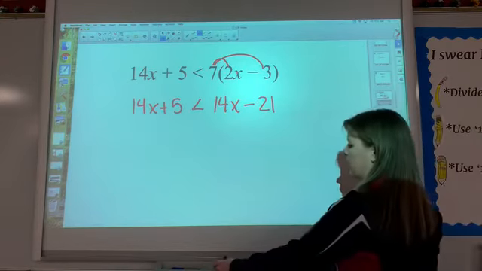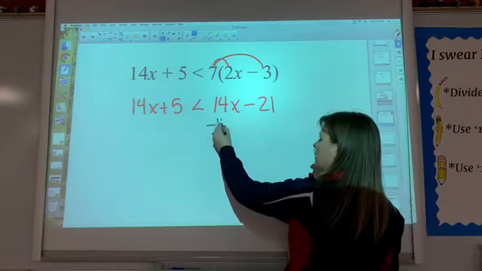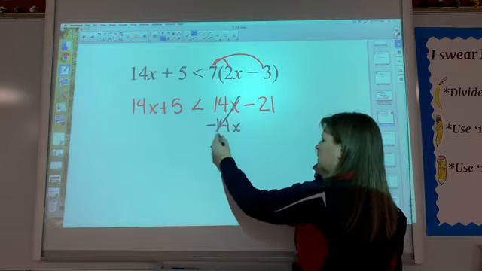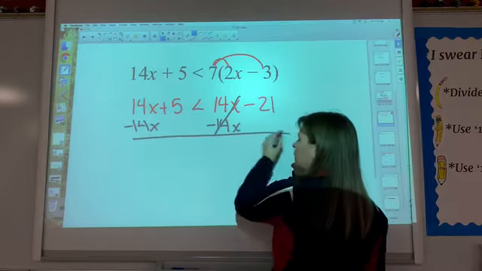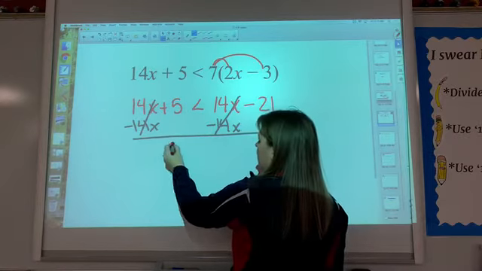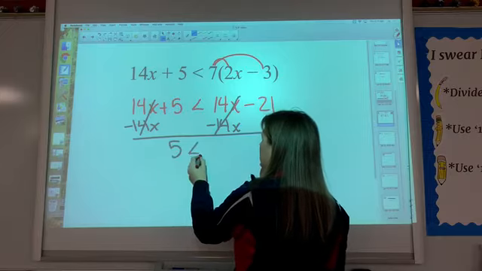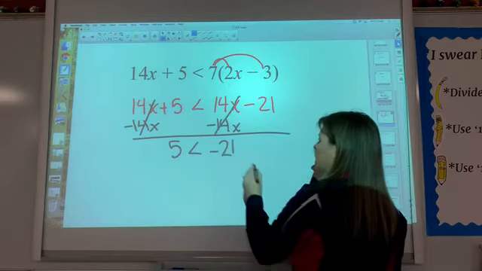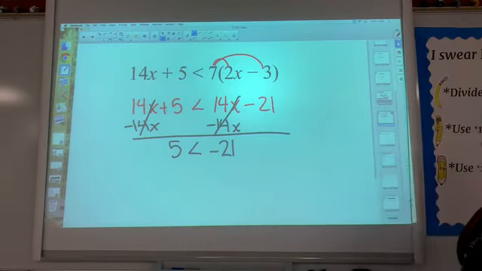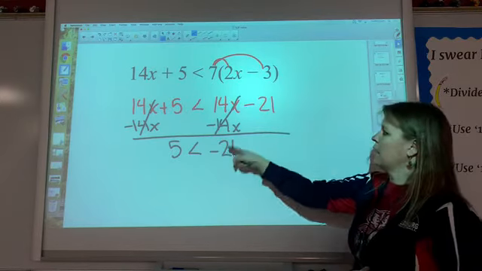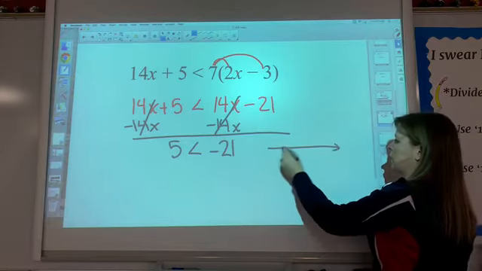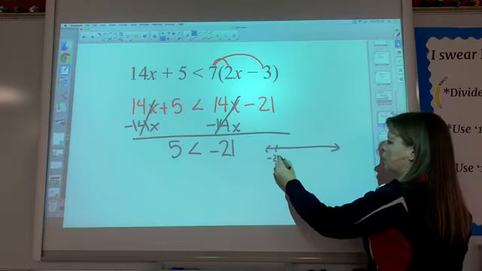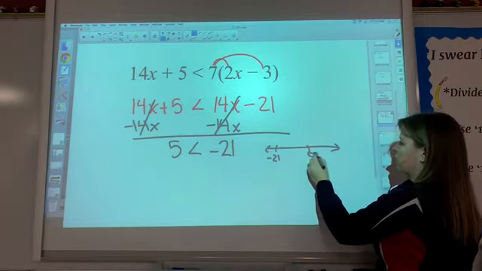Once again, you work with the x's first. Minus 14x from both sides. Your final answer says 5 is less than negative 21. The number 5 is smaller than the number negative 21. Make sure you carried that negative down, otherwise it makes it a totally different statement. If you think of it on a number line, negative 21 is way down here, 0 is over here, 5 is here.